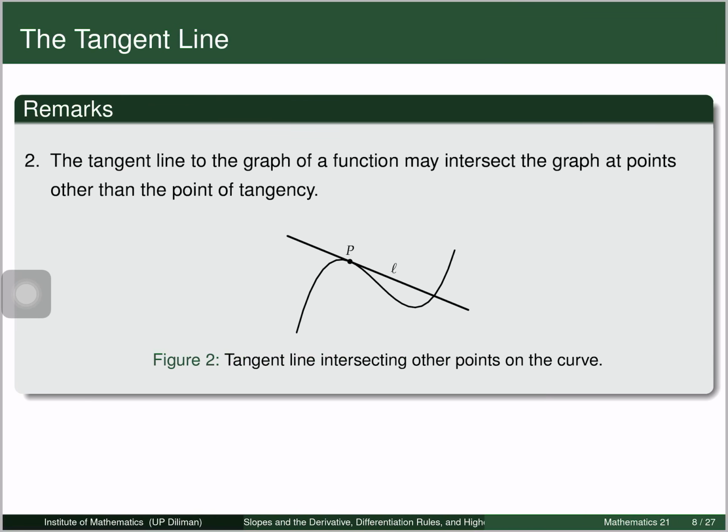And unlike dun sa diniscuss nating tangent line to a circle, the tangent line to a graph can intersect the graph pwedeng once, pwedeng twice, and so on. Pero definitely once kasi dadaan siya kay P. Pwedeng lumagpas pa.